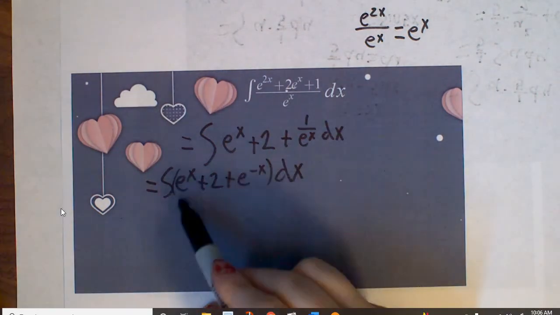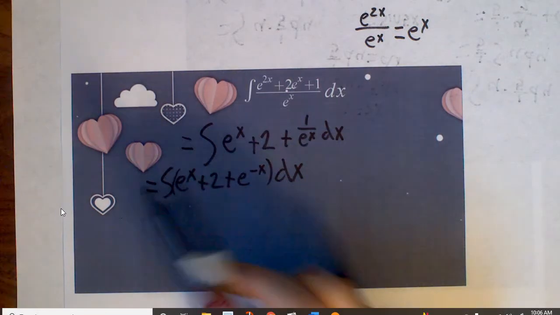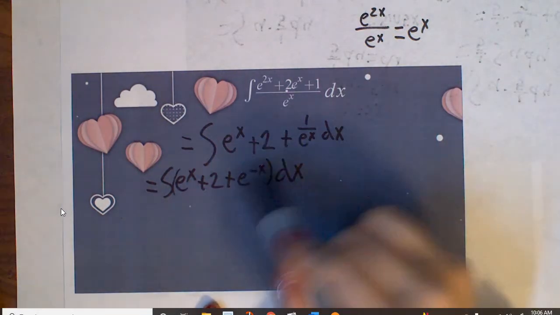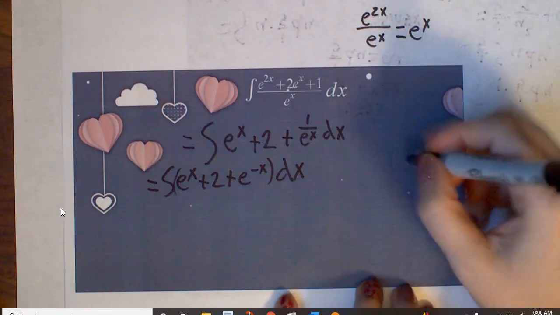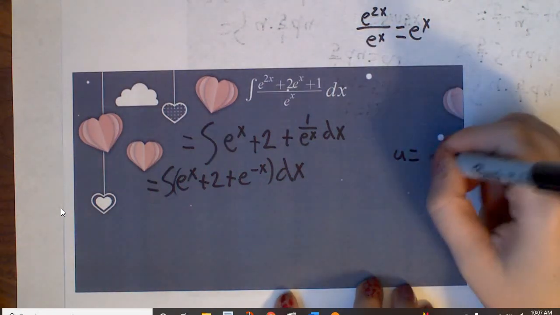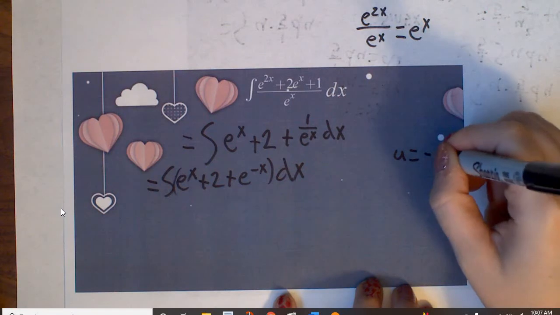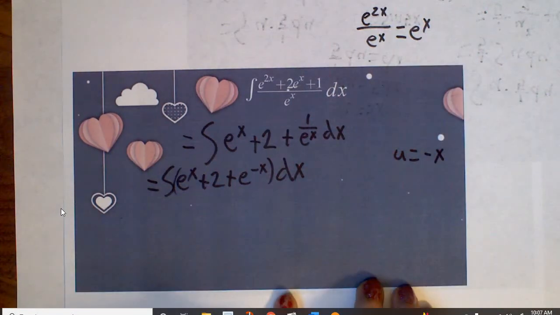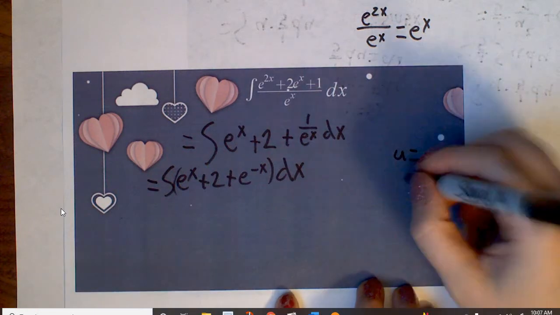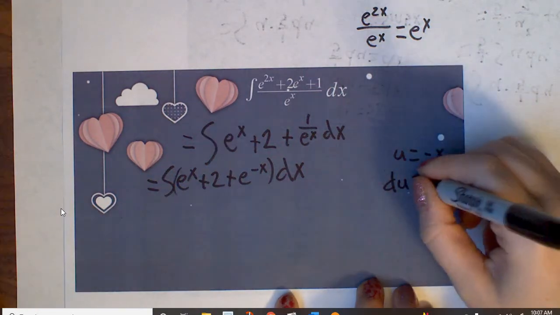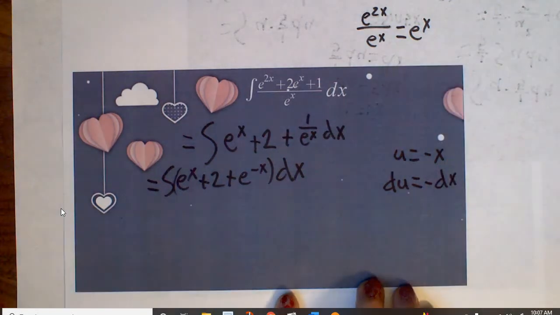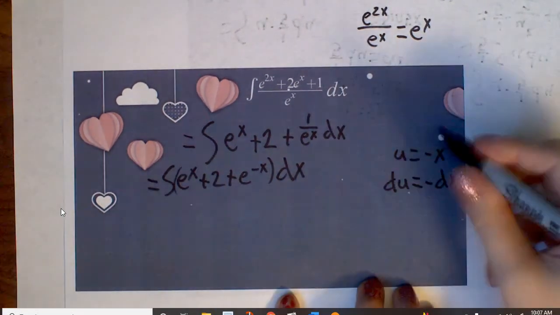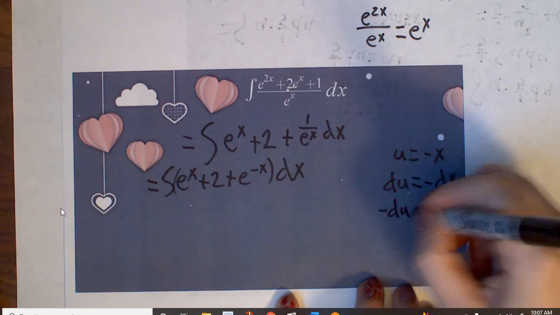So really notice, I know how to take the integral of e to the x. I know how to take the integral of 2. The only thing that kind of has 2 parts or 2 layers is going to be that e to the negative x. So notice that my exponent is going to be the part that we want to allow to be our u. When I take the derivative, I would get negative dx. Well, I have a dx, but I don't have any negatives in there, so we would divide that out.